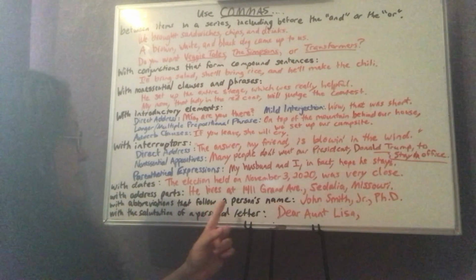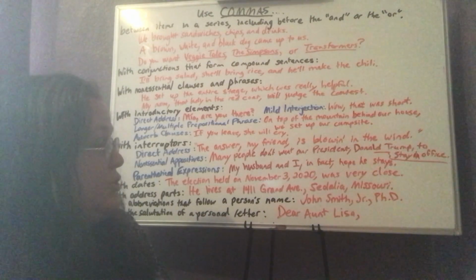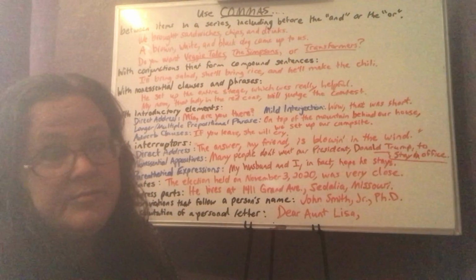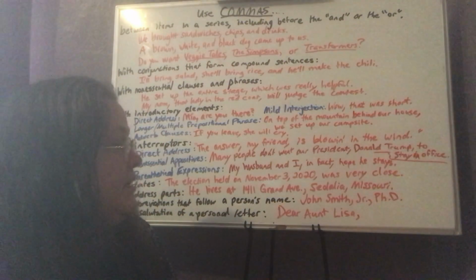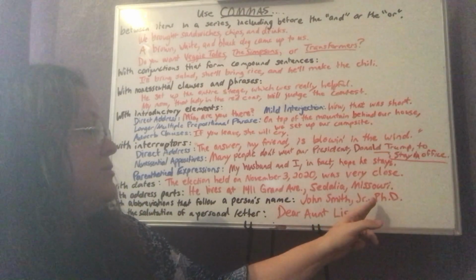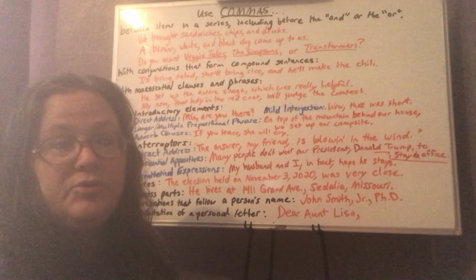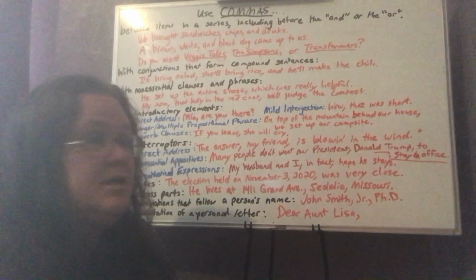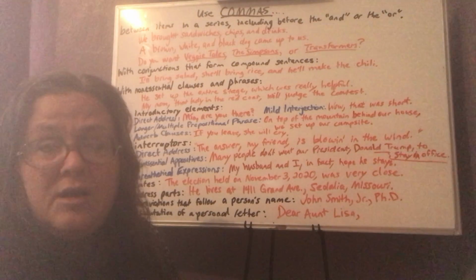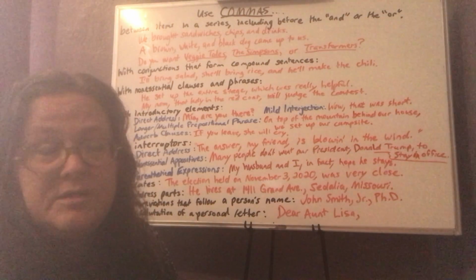With abbreviations that follow a person's name, here we have John Smith, Jr., PhD. So there needs to be a comma before junior or senior, something like that, to indicate which John Smith we're talking about. And also, there needs to be a comma before his degree, if we're talking about him as a person who holds a degree. A PhD is a doctorate in some kind of humanities area, like possibly literature or psychology, something like that.